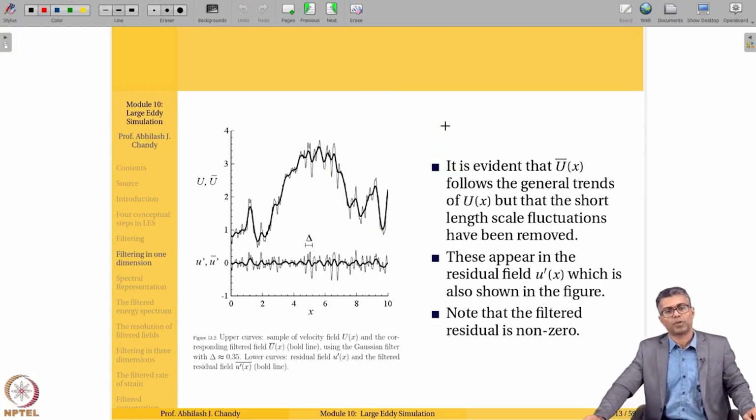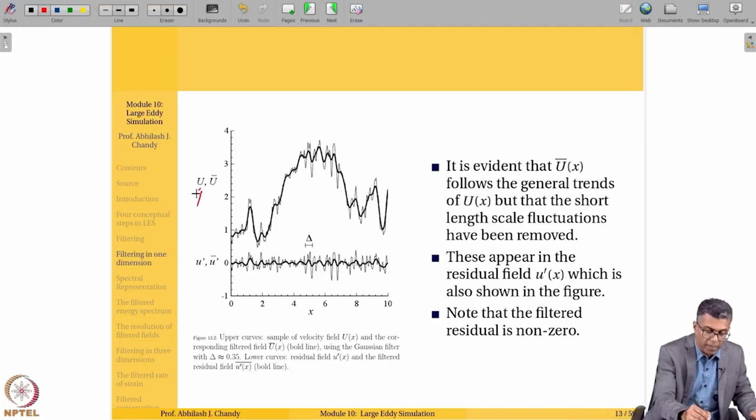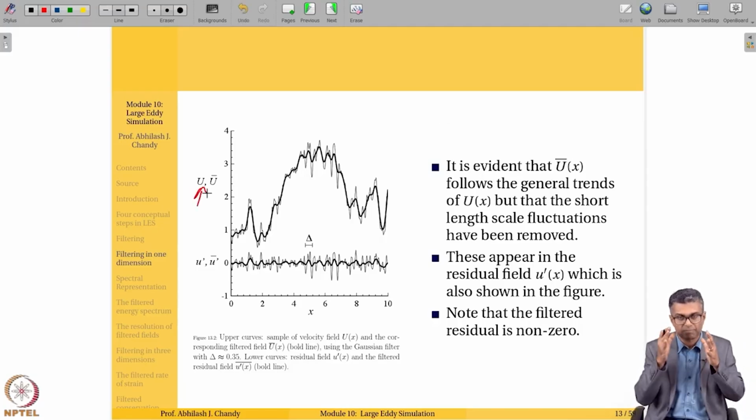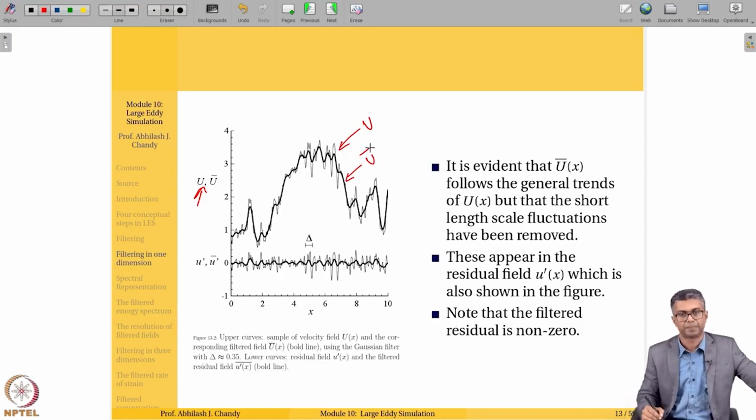Alright, so what is shown in this plot is interesting, right? You have your 3D quote unquote random variable u. That is your unfiltered velocity field of one realization of turbulent flow. That is what is shown by the thin solid line on top. That is your u. Your thick solid line is your u bar.